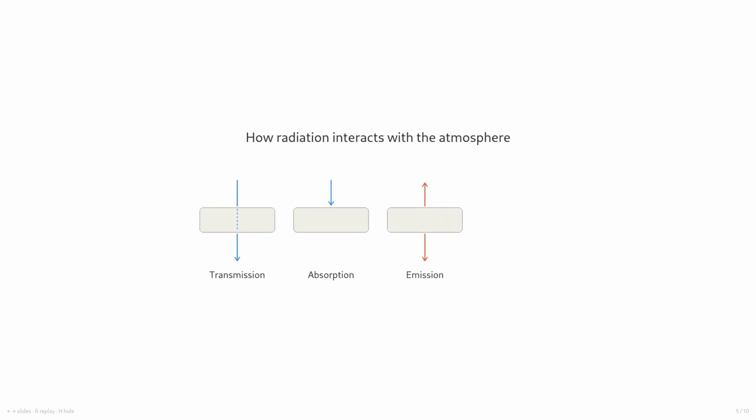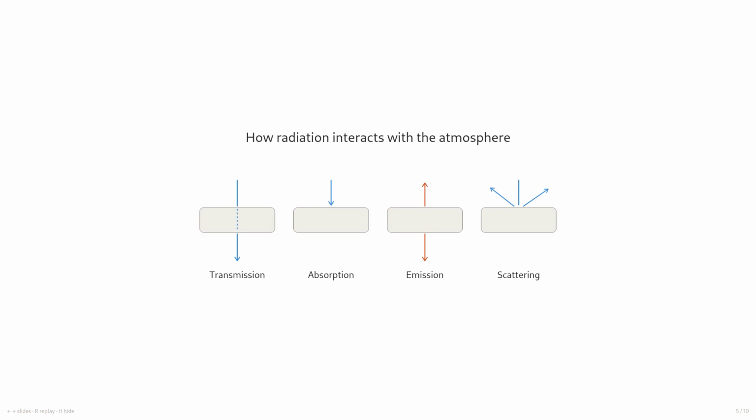As radiation crosses the atmosphere, four processes occur. Transmission. Radiation passes through a layer. The fraction passing through is the transmittance, from 1 for complete transmission to 0 for none.